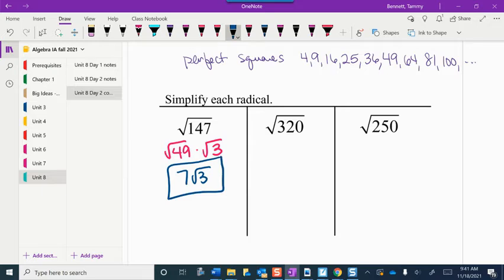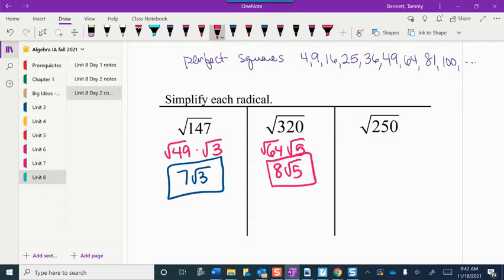All right, 320. It divides by 4, right? So 320 divided by 4 is 80, but 80 still divides by 4. So I'm thinking this divides by 16. Ooh. So I get square root of 16, square root of 20. But 20 still divides by 4. So let's do 320 divided by 64 is 5. So I'm going to break this down as the square root of 64 times the square root of 5. So finish that. You get square root of 64 is 8 times the square root of 5.